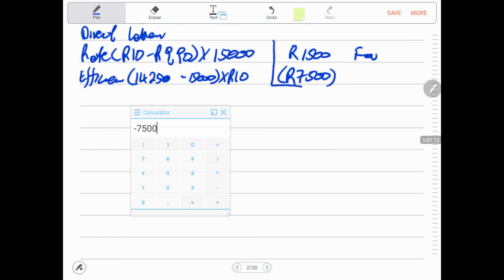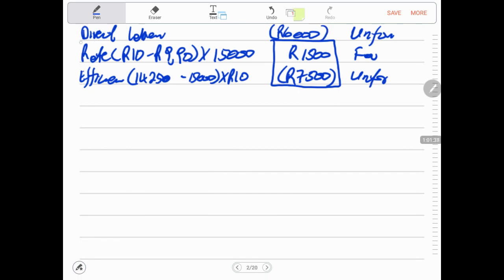So the net of this variance will be plus 1,500. So I will have an amount of 6,000 Rand. This is unfavorable, and this is also unfavorable. So the net of my labor variance is unfavorable, and it is 6,000. Then I go to variable overheads.